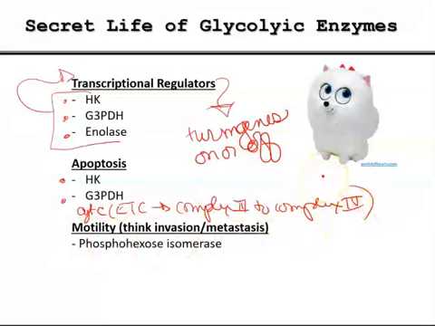And normally cytochrome C is sequestered within the intermembrane space of the mitochondria. But when cytochrome C is released into the cytoplasm, cytochrome C can drive apoptosis. And apoptosis, of course, is a programmed cell death.